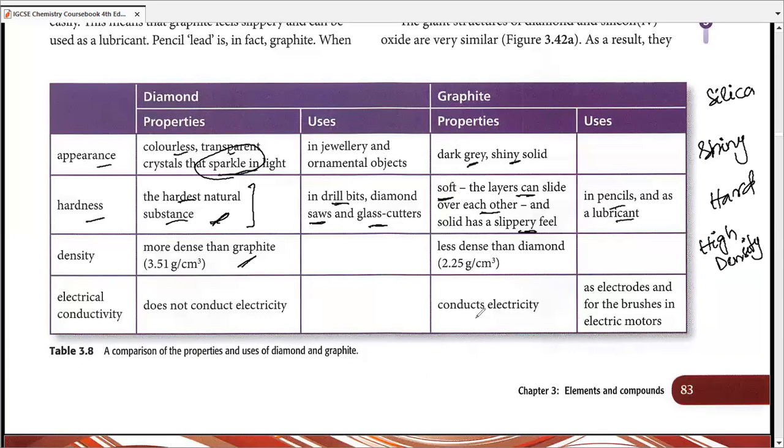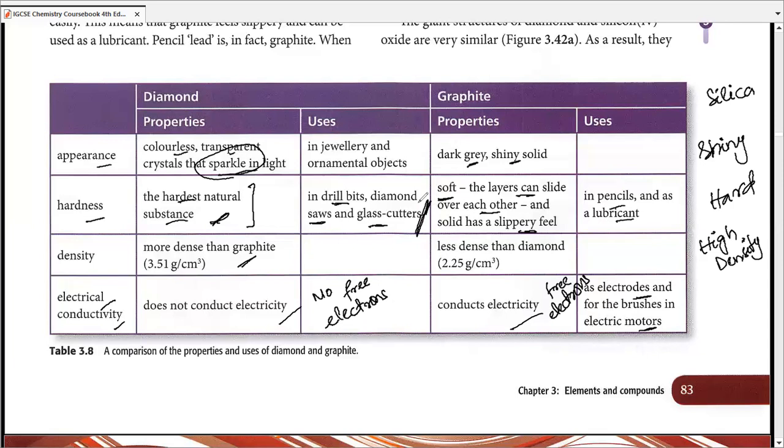Okay. So moving on, electrical conductivity. Diamond does not conduct electricity. There are no free electrons. And since graphite has free electrons, right? You may also write delocalized electrons, since that's a much better word. It can conduct electricity and it is used as electrodes, the electric rods that conduct electricity in electric motors, right?